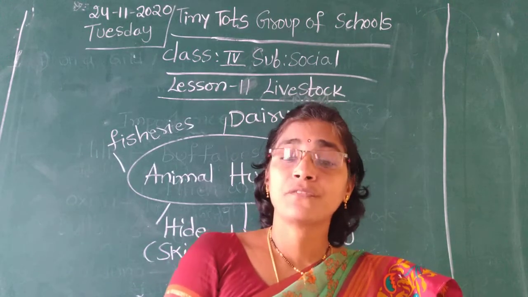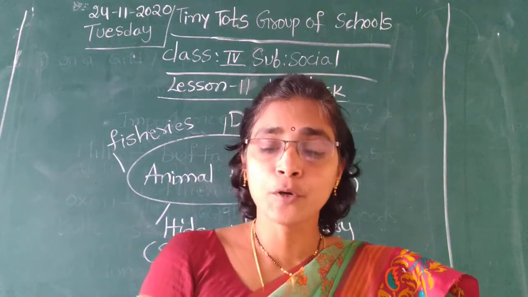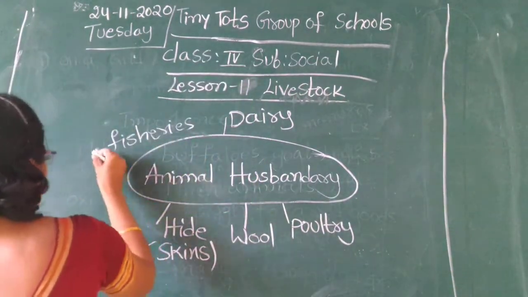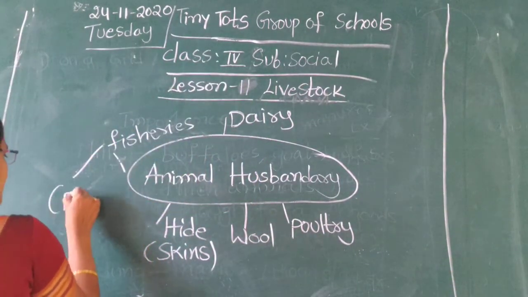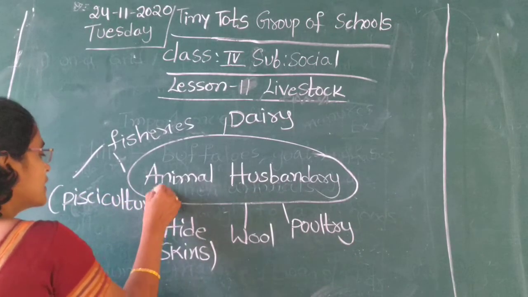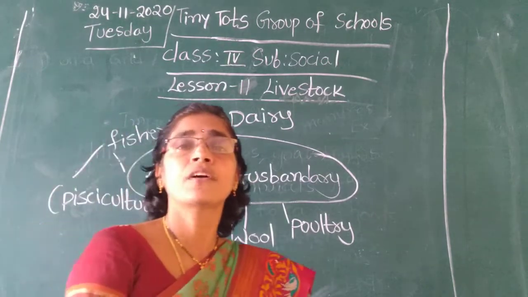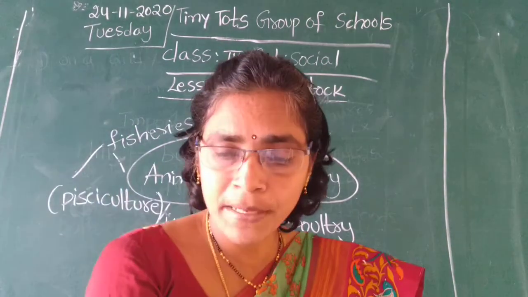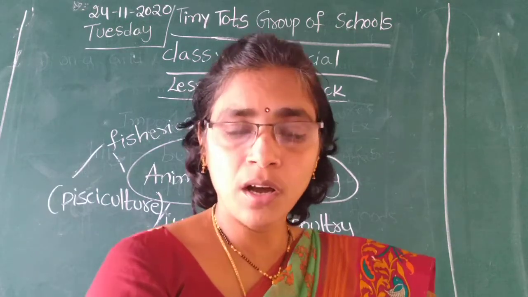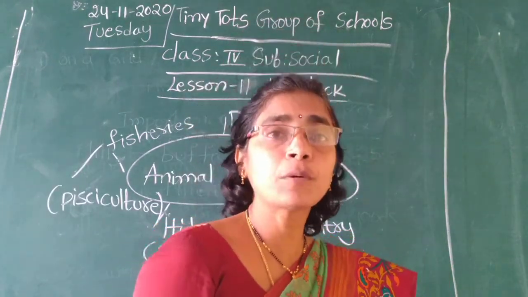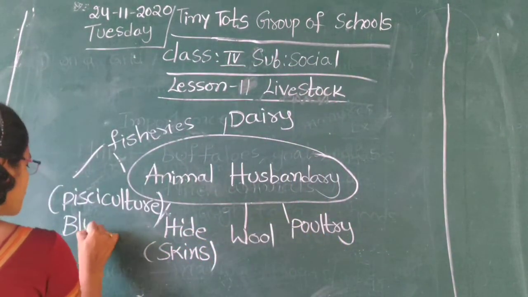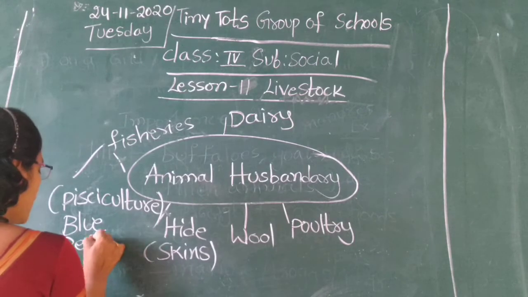పిసికల్చర్ బికమ్స్ వెరీ పాపులర్. Increase of production is being encouraged, increase of fish. See, this is called pisciculture. Pisciculture means increase of fish and development of fish is encouraged through large farms. From the movement is called blue revolution.